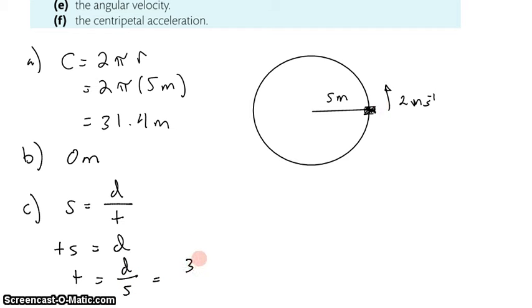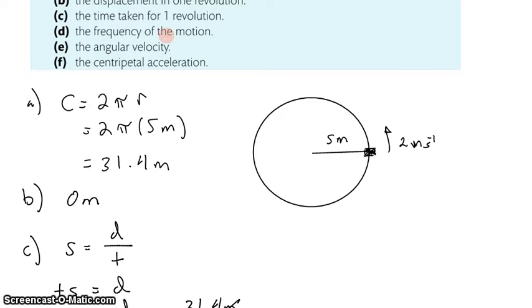The body travels 31.4 meters at a rate of 2 meters per second. 31.4 divided by 2 is 15.7. Meters cancel with meters, and 1 over per seconds is just seconds, 15.7 seconds.